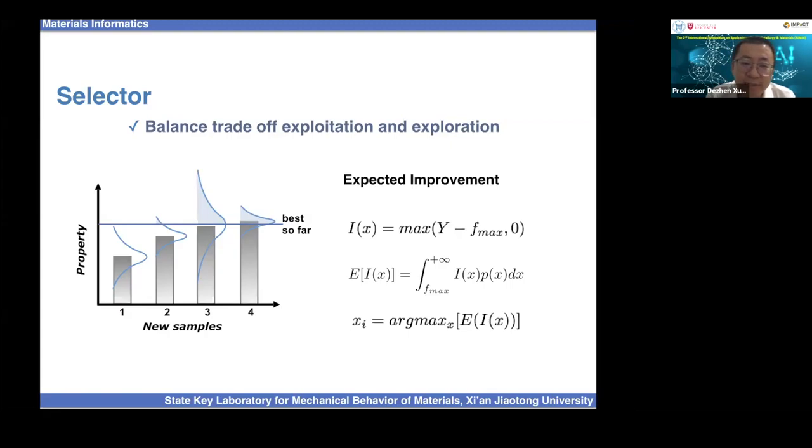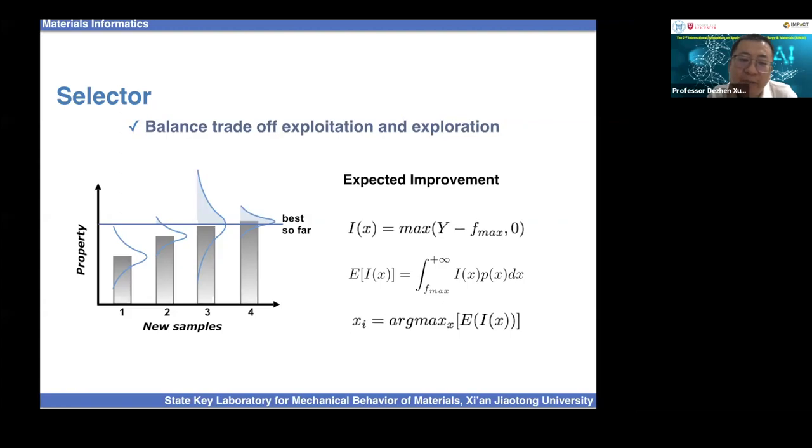So here, this figure just shows some selectors. See, there are 1, 2, 3, 4 new samples. The height of the bar is the predicted property. So if we follow the best prediction, exploitation, we will choose sample number 4. But the prediction may not be so good. It contains some uncertainties. So the normal distribution above it is the uncertainty. The blue horizontal line is the best performance so far. So if we integrate the shaded area, that is the probability of improving the property, of getting a better property if we do the experiment.